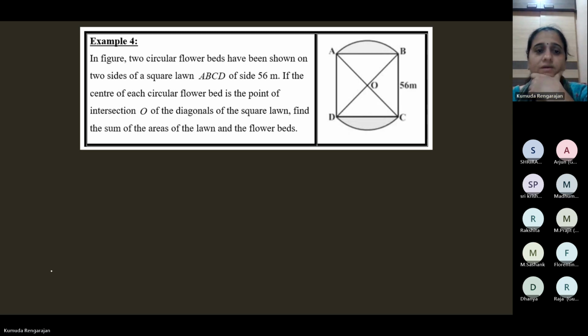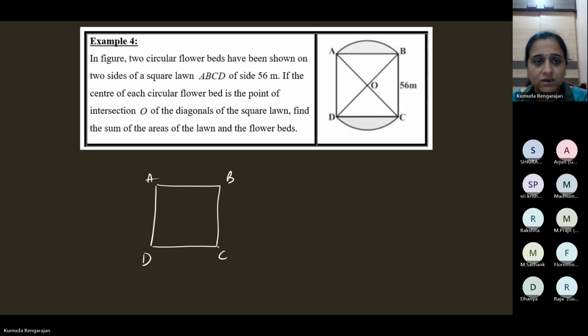Now here in this question, in the figure, two circular flower beds. Circular flower beds meaning they are a part of a circle. You will not find the circle here, but the flower beds are a part of a circle. Two circular flower beds have been shown on two sides of the square lawn ABCD of side 56 meters.